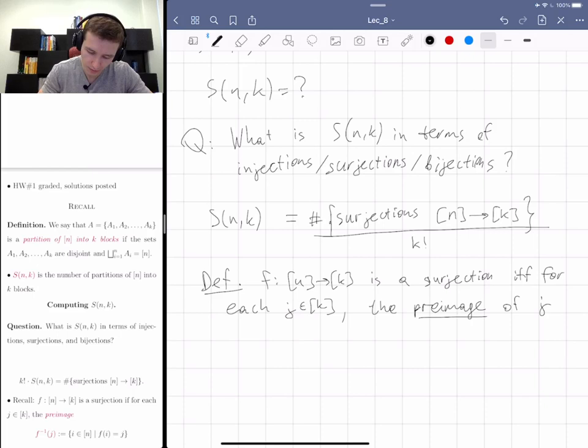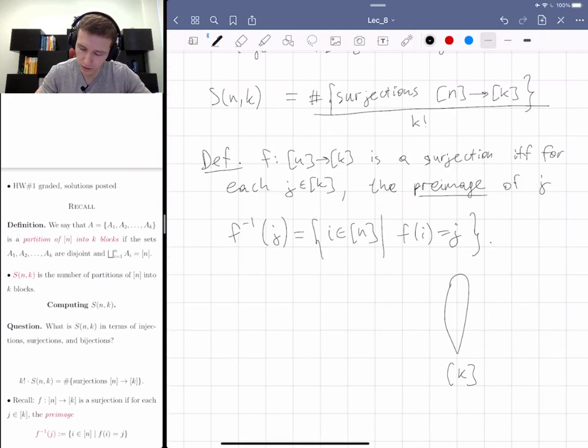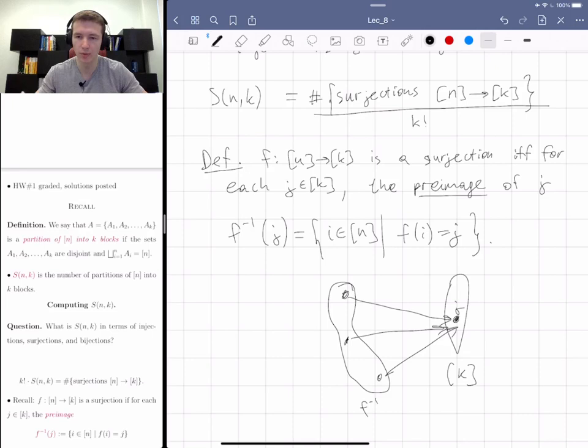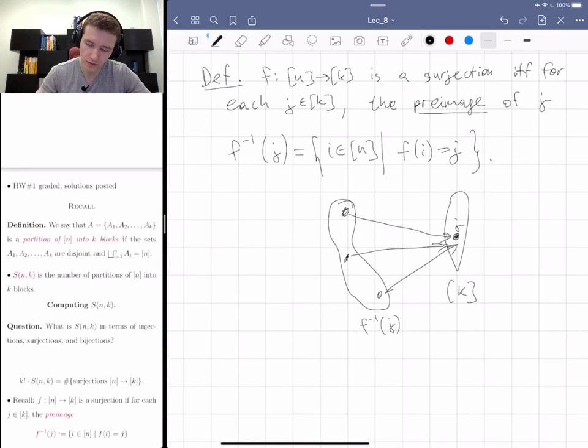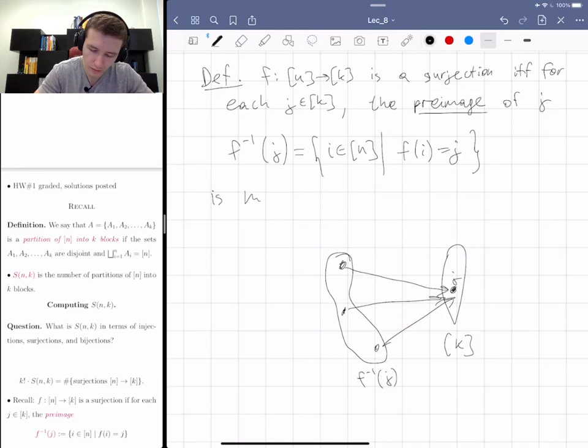Usually you would write f inverse if you have a bijection, then its inverse map is denoted f inverse. But for an arbitrary map, and that's standard mathematical notation, the preimage of an element j is just given by the set of all i in the domain such that f of i is equal to j. So you have your bracket k, you have some element j, and you look at all elements which map to j, and that's f inverse of j, which may be empty if nothing maps to j. So f is a surjection if the preimage of each j is non-empty, for each j.